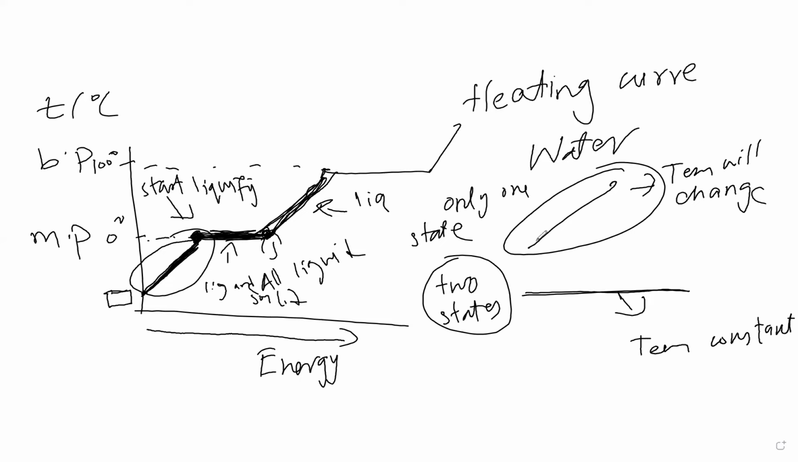Remember, I said the slant has only one state, so we only have solid on the first slant. Now as soon as we reach 100 degrees Celsius, which is the boiling point, we're going to convert the liquid to gas. So at this stage, we have both liquid and gas. And at this point, all the liquid is converted to gas. Now here we only have gas.